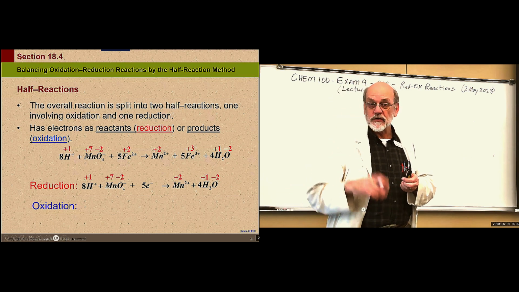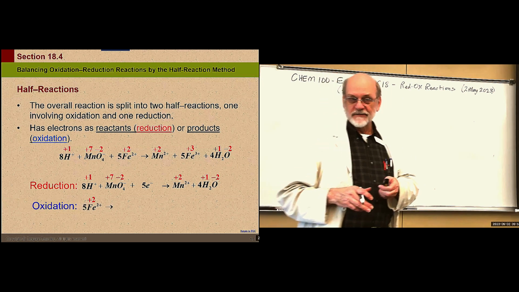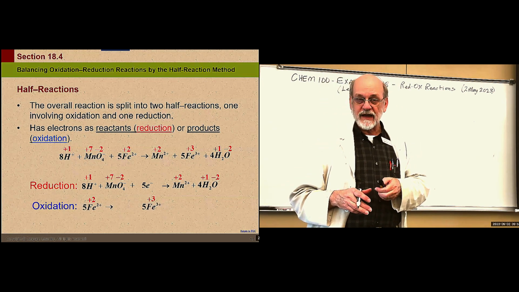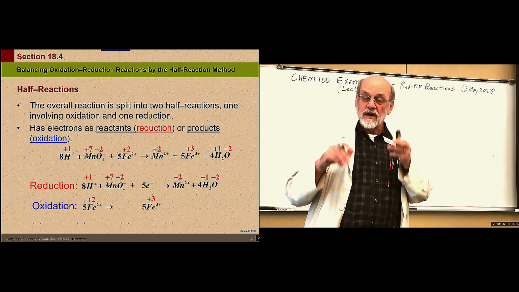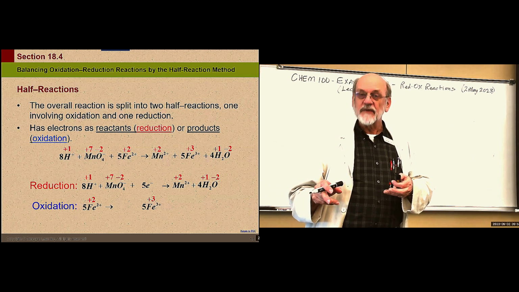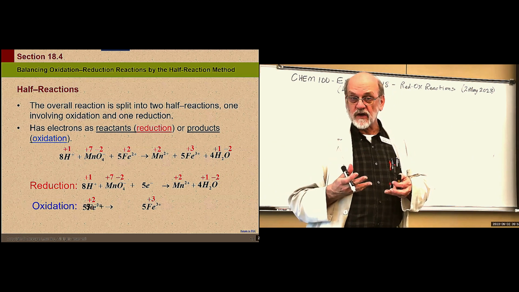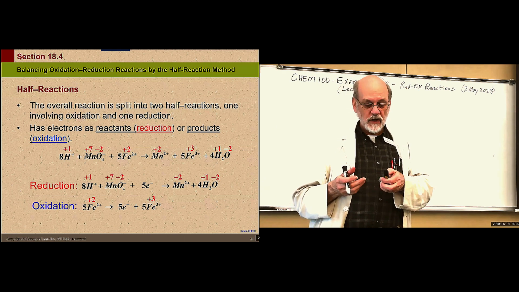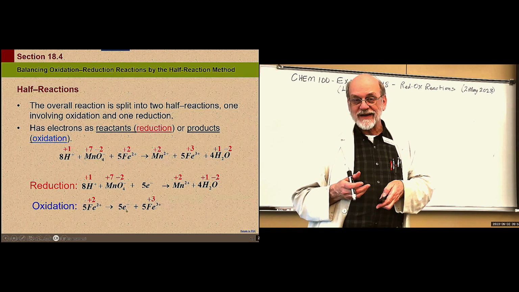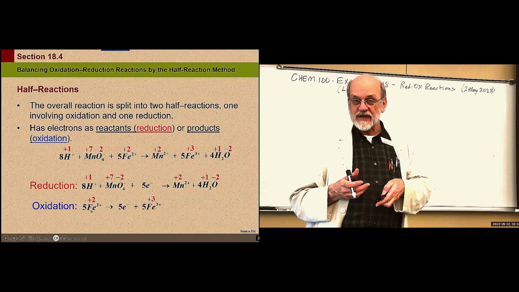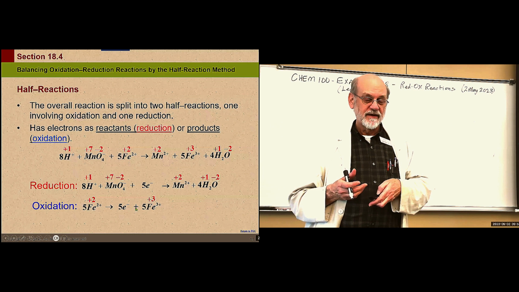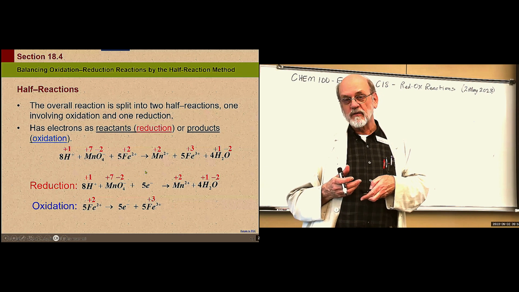Okay. Now we do the same thing for the irons. There's a 2 plus for that iron. There's a 3 plus for that iron. And where do the electrons go? Well, the iron plus 2 lost an electron, but there are 5 irons, so it lost 5 electrons. Right. So notice that those electrons are on the right-hand side of the arrow. They are products. Oxidation is lost. Those electrons were lost from this side. Now they're showing up on the product side. And notice that these 5 electrons on the product side balance these 5 electrons on the reactant side.